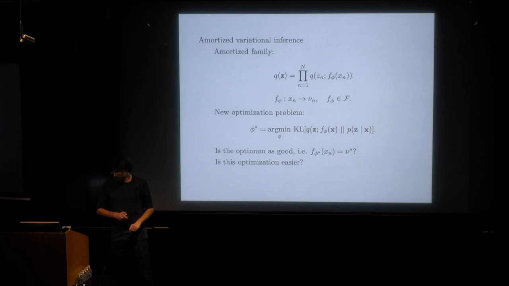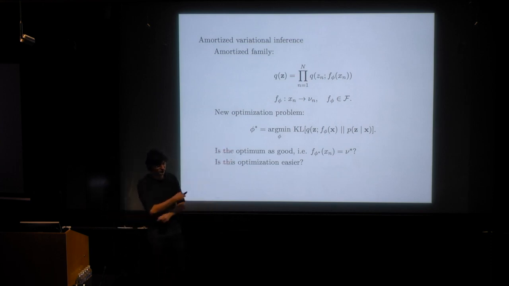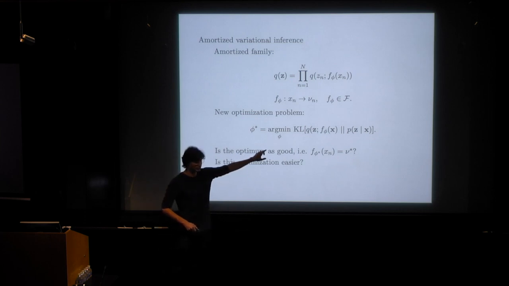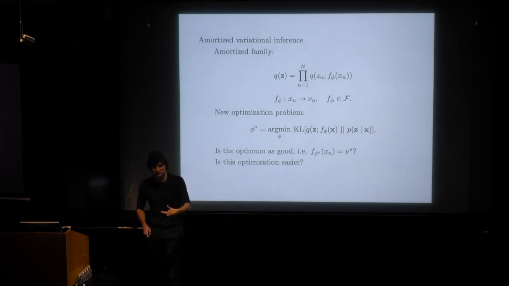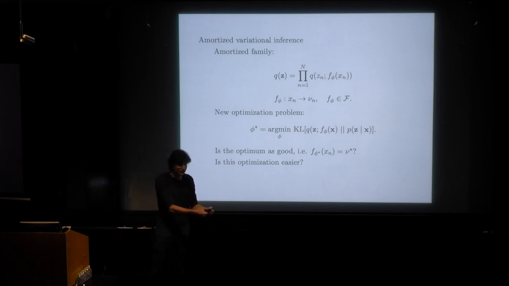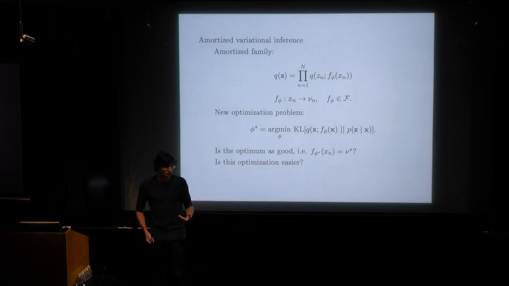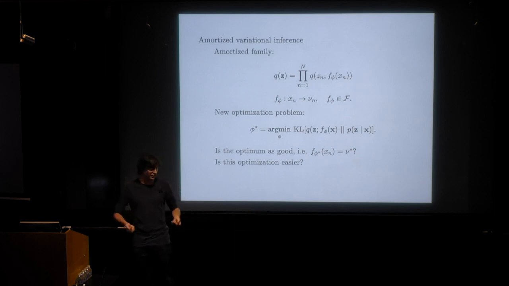And so once you do that, you introduce an inference function, and now instead of minimizing your objective function with respect to your variational parameters, you're going to minimize it with respect to the parameters of your inference function. And so the question is, if I do this, is my optimal solution going to be as good as if I were doing factorized variational inference? And how is this going to change my optimization problem?